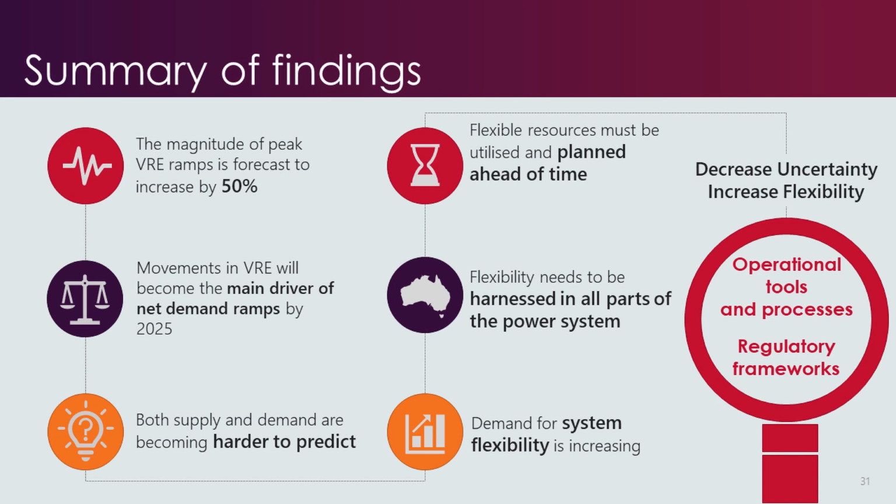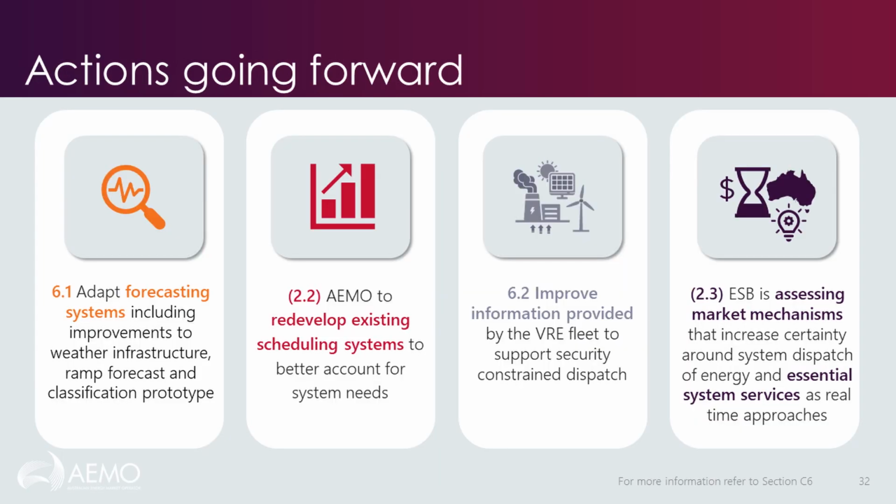So, what are these operational tools and processes and regulatory frameworks? Well, these are the 4 recommendations coming out of this work, and they are also outlined in section C6 of Appendix C and also in the RIS main report. You'll notice that recommendations 2.2 and 2.3 here are bracketed, and this is just because these recommendations are shared with the operability section of the report.